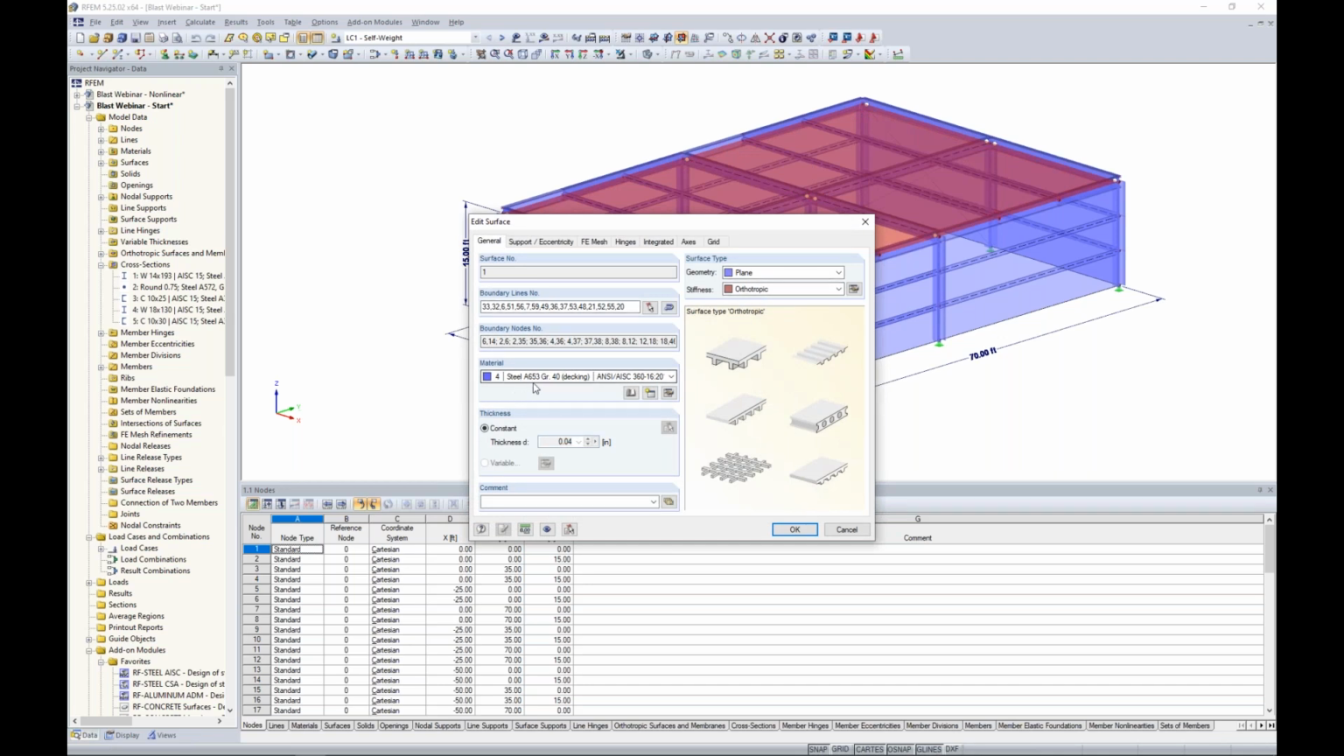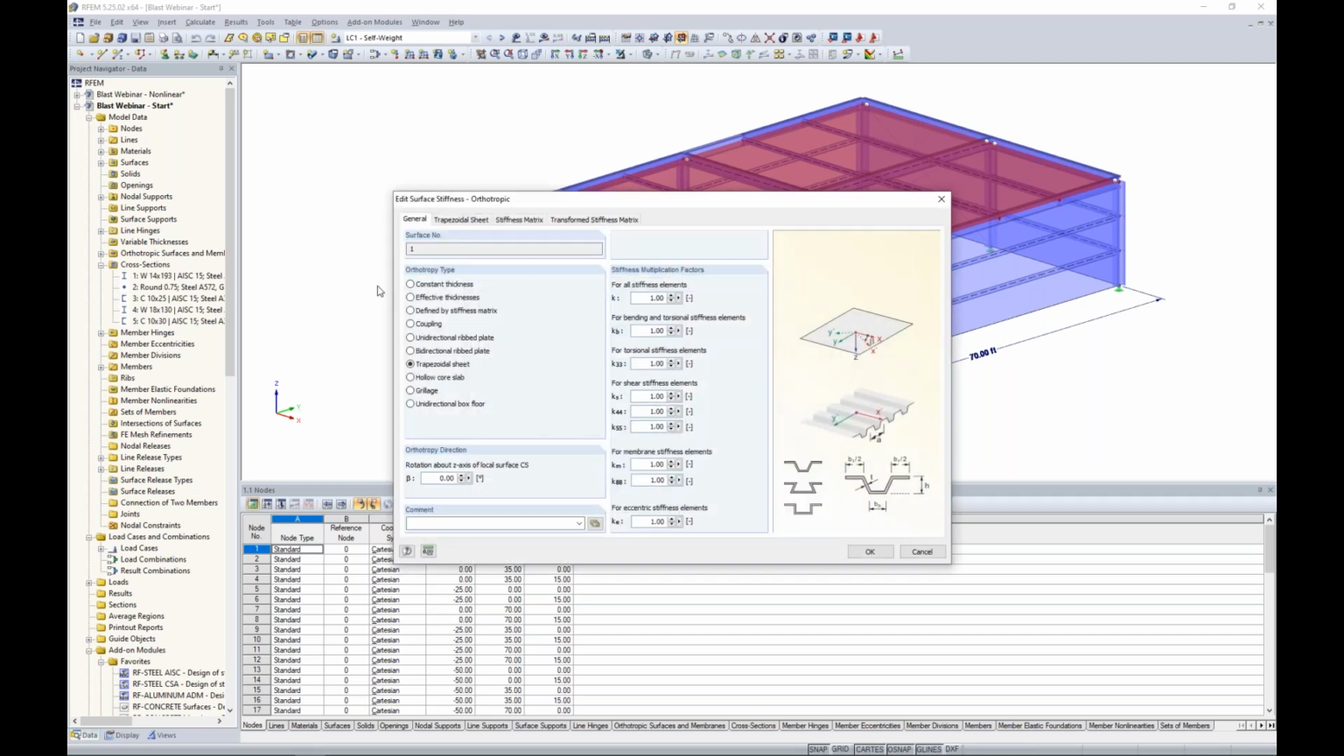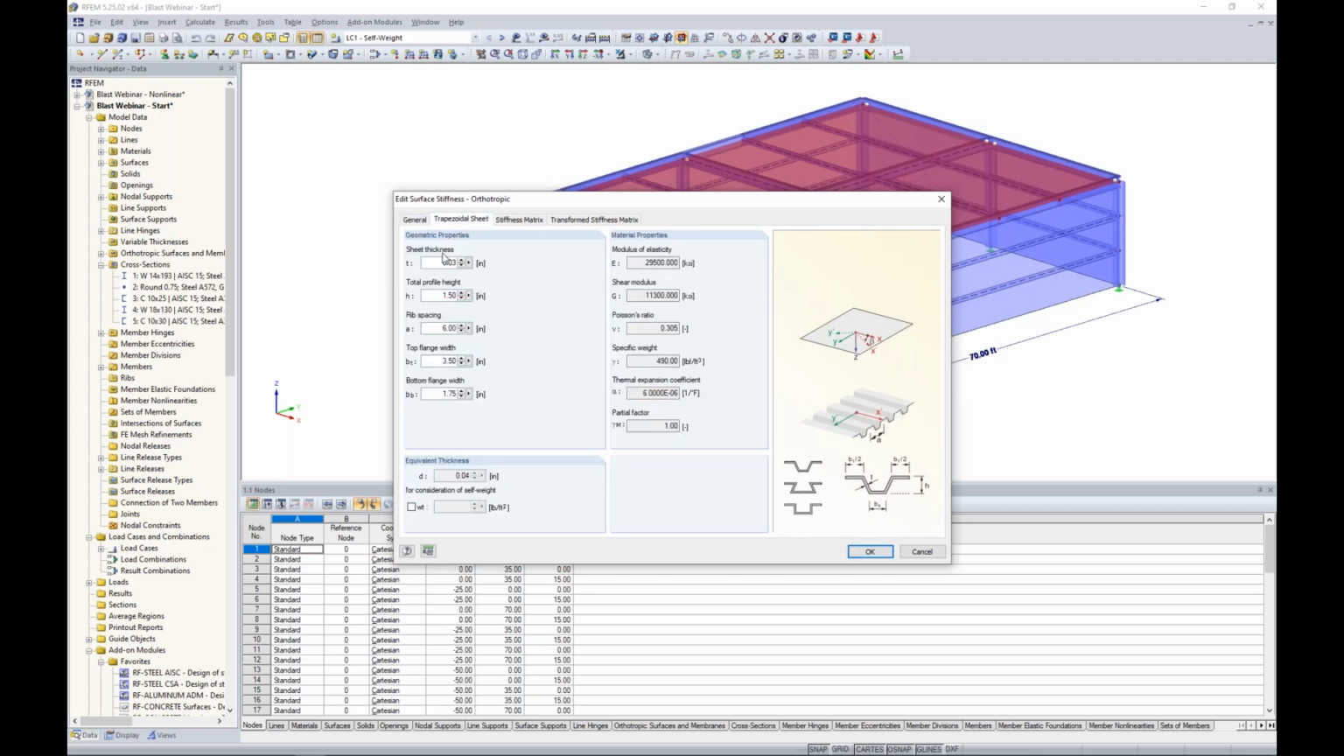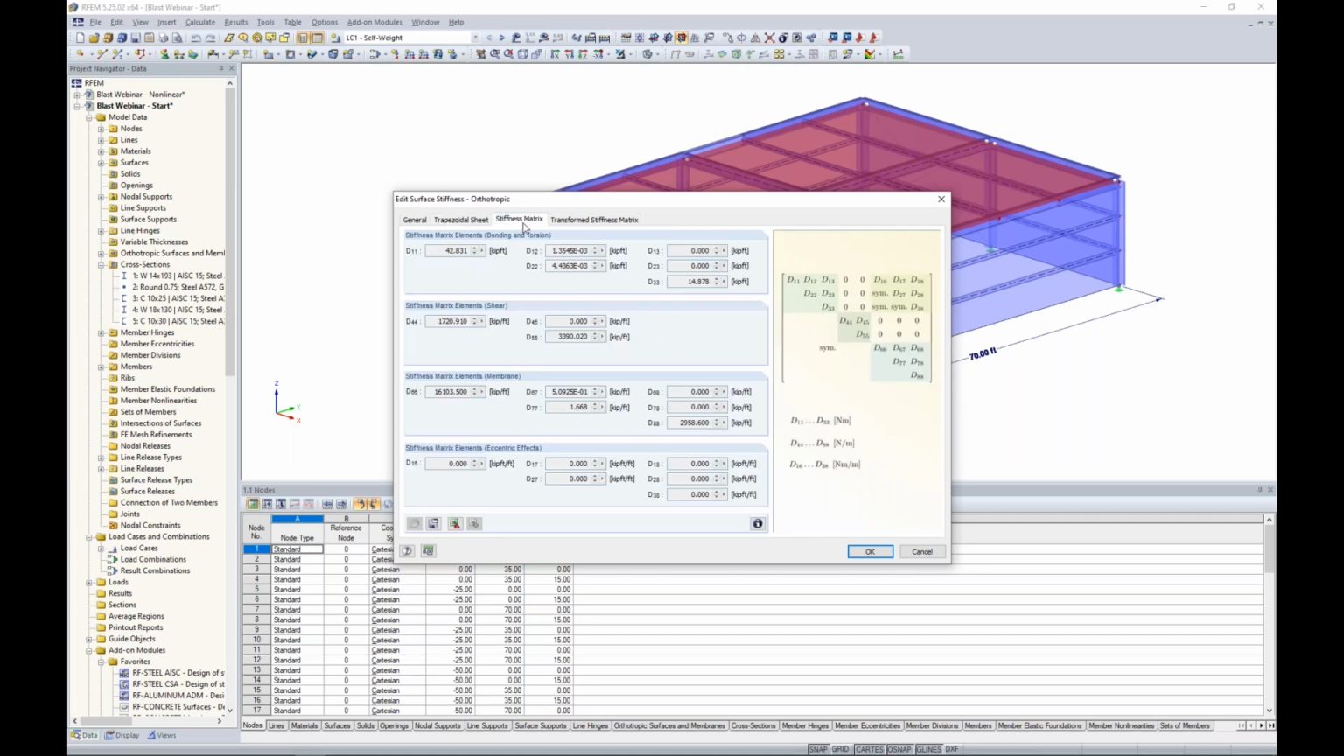And it's just a general steel A653 grade 40 material. When we go into the detail settings of this orthotropic stiffness, we'll see that I have set this to a trapezoidal sheet. And what's convenient with this option is under the second tab, I can just simply put in the sheet thickness. I can put in some of the geometric variables for my ribs, including spacing and so on. And the program will automatically calculate my stiffness matrix for me.